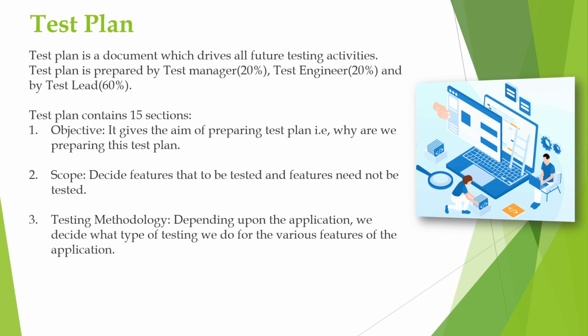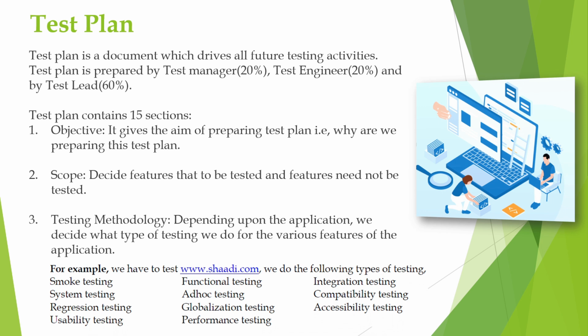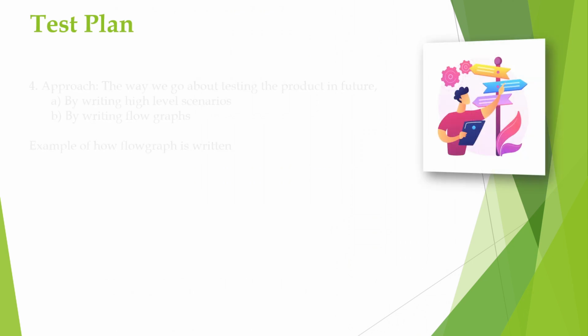And the next section is testing methodology. In this section, we are going to decide what kind of testing we need to perform. That is, we will have so many features, and we have to decide what kind of testing we need to do for the particular project. For example, smoke testing, functional testing, integration testing. Like this, we should mention what kinds of testing we need to perform here. This testing methodology varies from domain to domain and application to application.